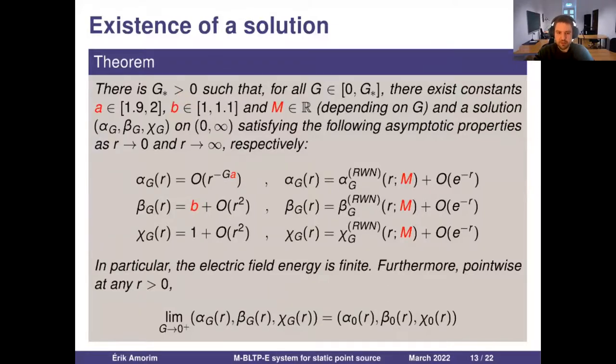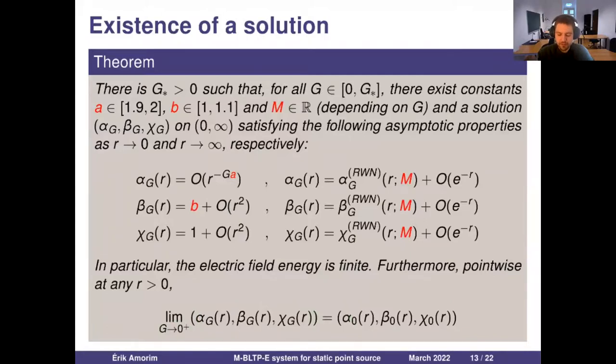But in particular, these asymptotics are good enough for the finiteness of the field energy. So the electric field energy is finite. And furthermore, as you would expect, pointwise at any r, as you take the Newton constant to zero, this solution approaches the flat space solution because it's a perturbation of it.